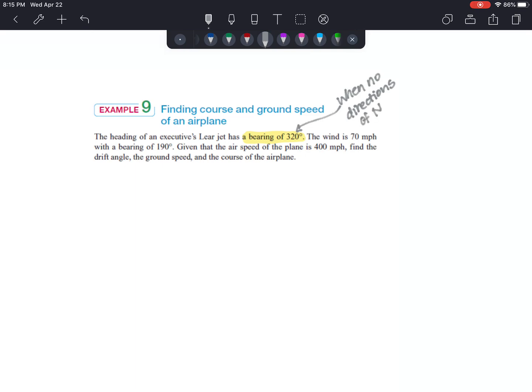when directions of north, south, east, or west are not given, then the bearing is due north, then rotated clockwise.